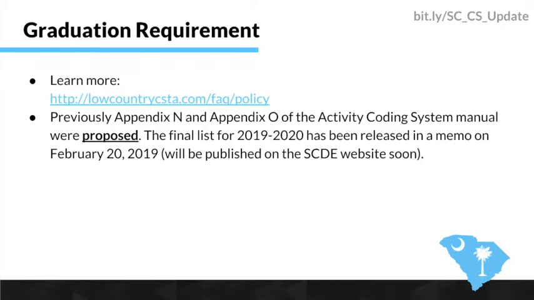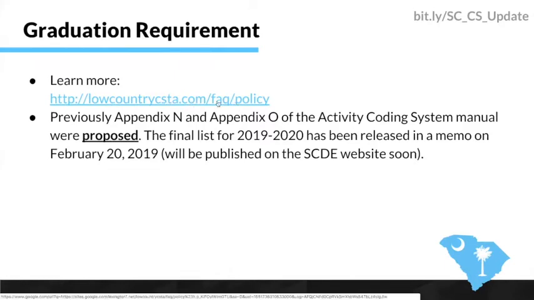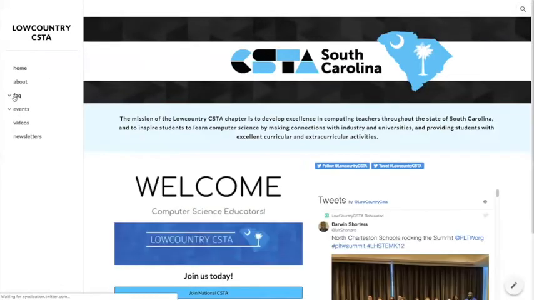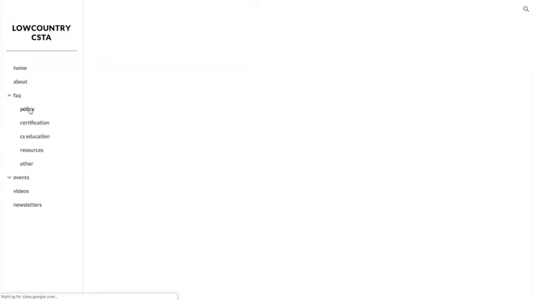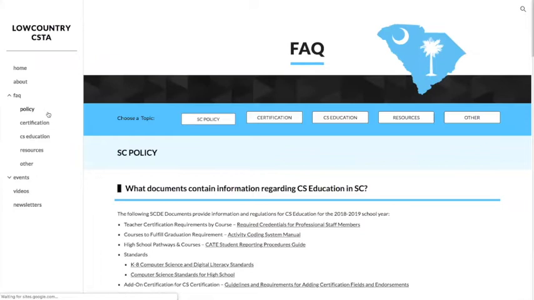However, there's been a delay in that being published on the State Department's website, so you can access it from our website, lowcountrycsta.com, under frequently asked questions/policy. I'm going to take us there now so we can look at this together. If you haven't yet visited our frequently asked questions section, it's been growing extensively the last couple of weeks, and it's a great place for all things computer science questions. Please take some time to delve into that. We'll be looking at some of it today.